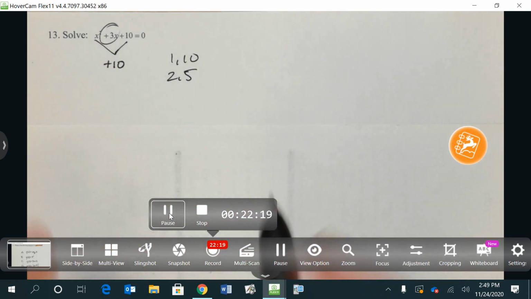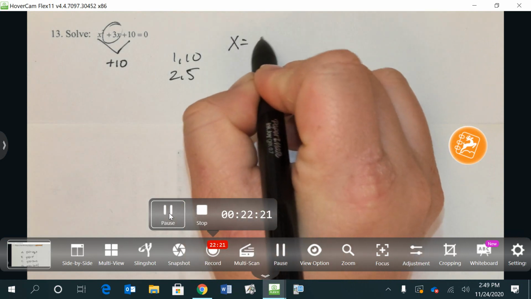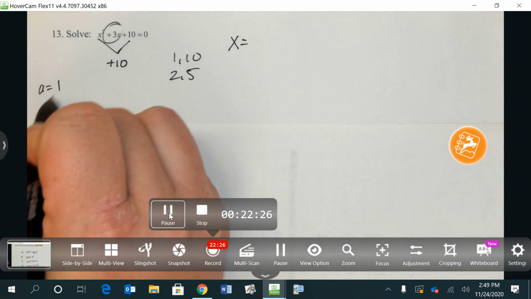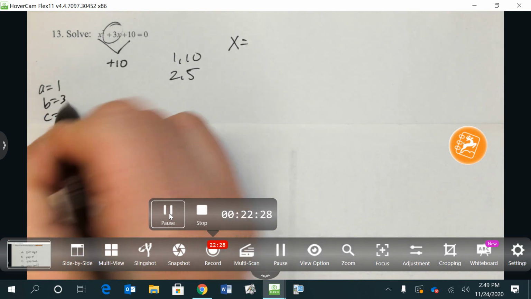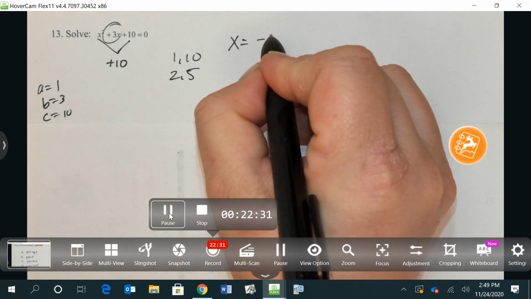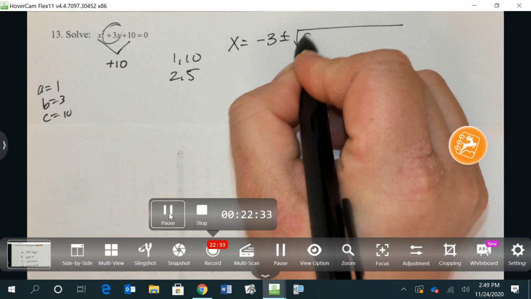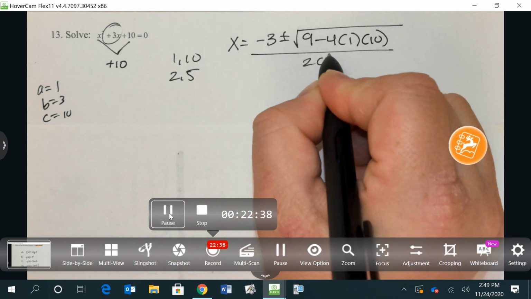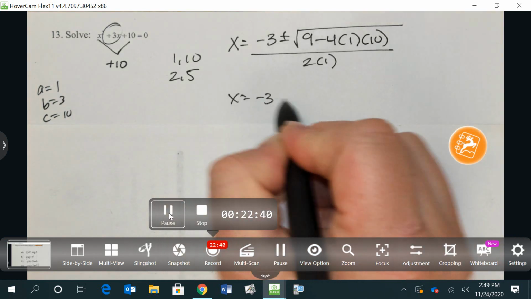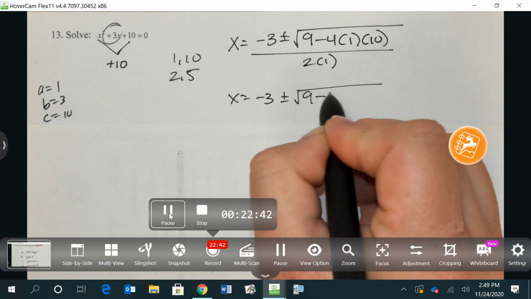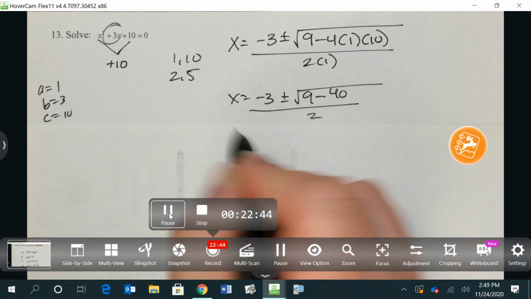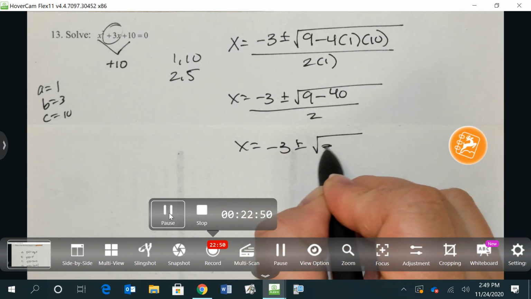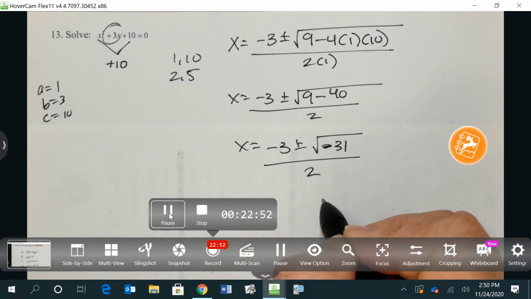So what do we do next? I'm going to use the quadratic formula. A is 1, B is 3, and C is 10. So negative B, negative 3 plus or minus, 3 squared is 9, minus 4AC, all over 2 times A. 9 minus 40, all over 2. I know 9 minus 40 is a negative 31, all over 2.